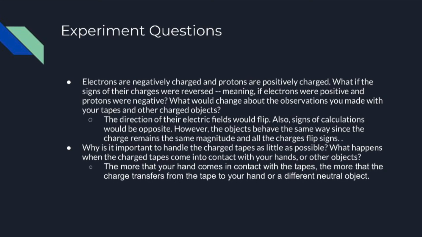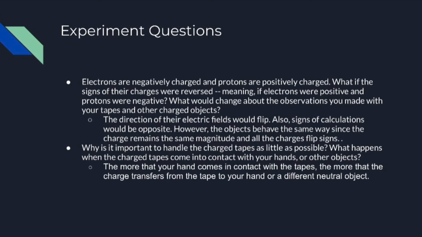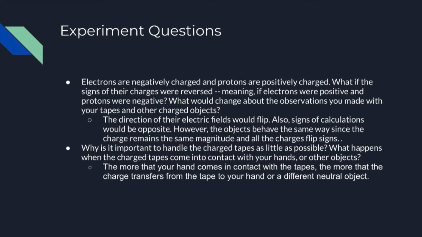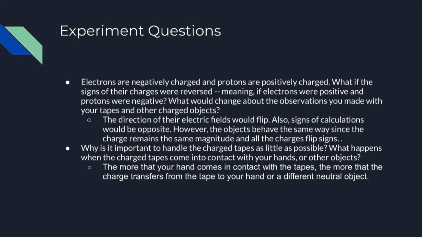The direction of their electric fields would flip oppositely, since the signs of the electrons and protons are flipping. Also, the signs of the calculations would be opposite. However, the objects behave the same way since the magnitude of the charge will remain the same along with the interactions that are held.